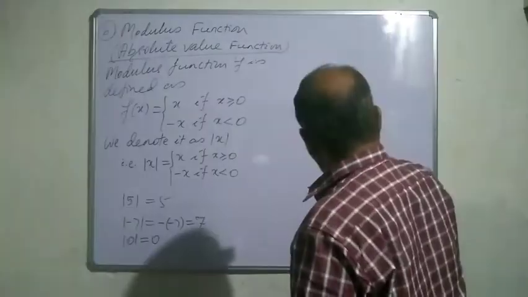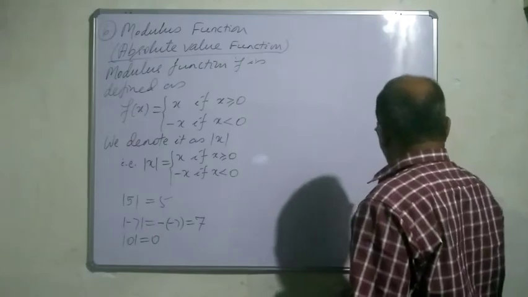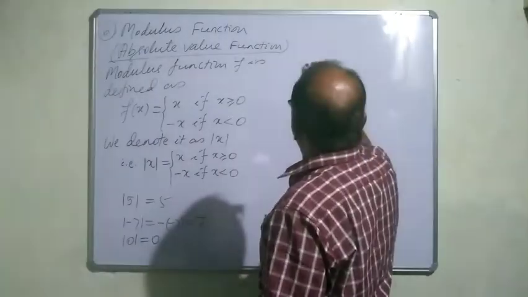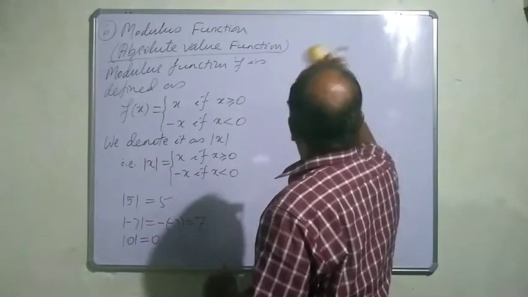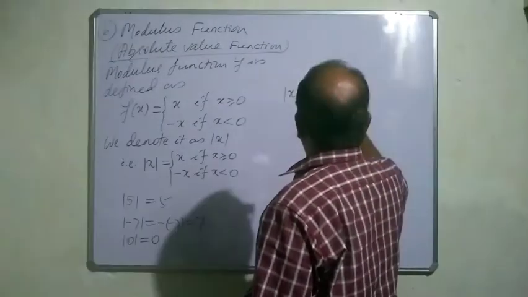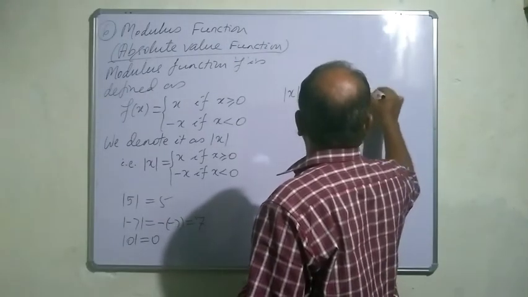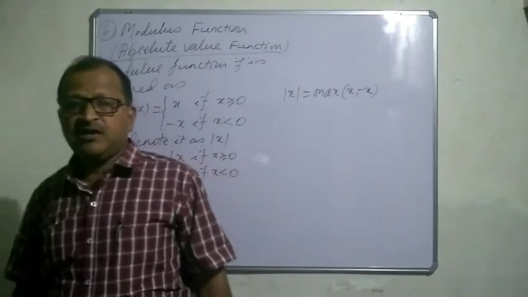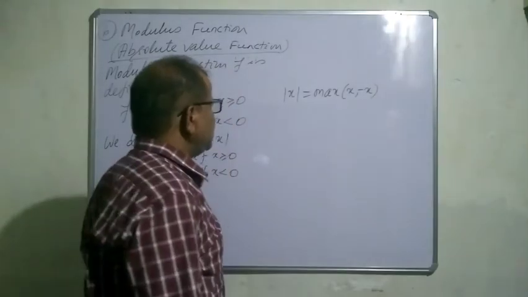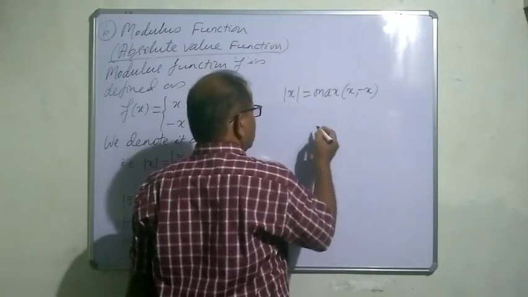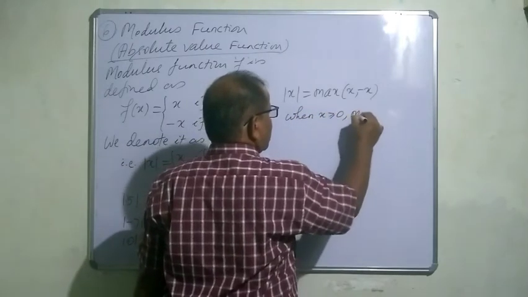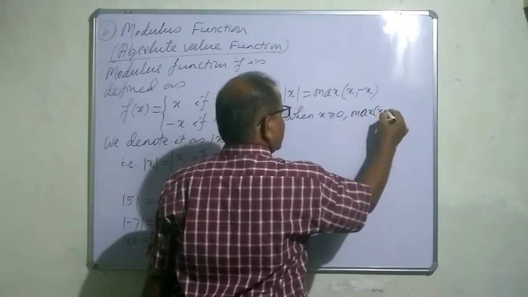Also we can define this modulus function like this. Modulus of x is equal to the maximum of x and minus x, right? The maximum between x and minus x, whichever is greater. You see, when x is greater than or equal to 0, what will happen? Maximum of x and minus x.